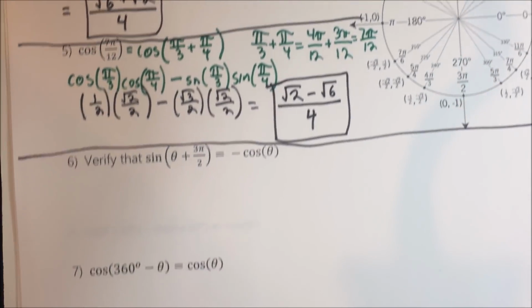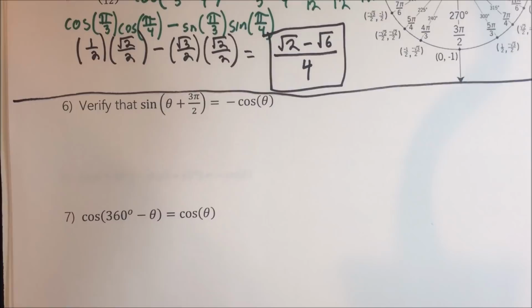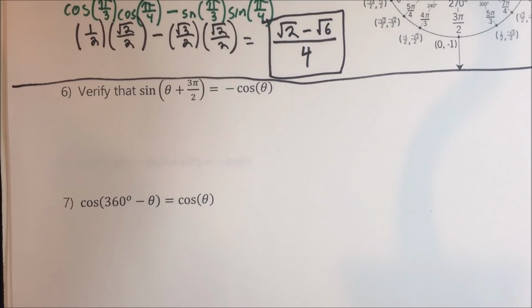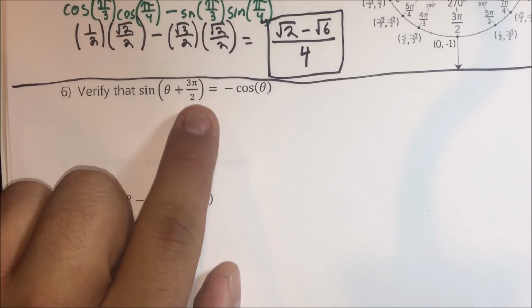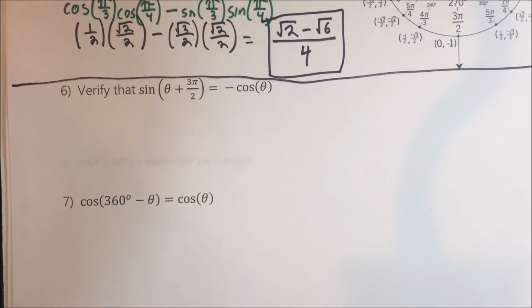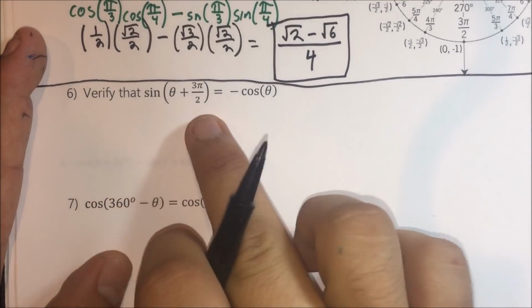So let's actually look at one of those. So here we want to verify that sine of theta plus 3 pi over 2 is equal to negative cosine of theta. So how do I do that? Well, again, we notice we have a sum inside of sine, so we can use our sum and difference identities. So we say, okay, well, the sine of alpha plus beta is sine cosine plus cosine sine. So let's just break this down into that.